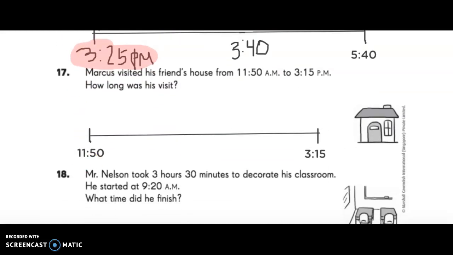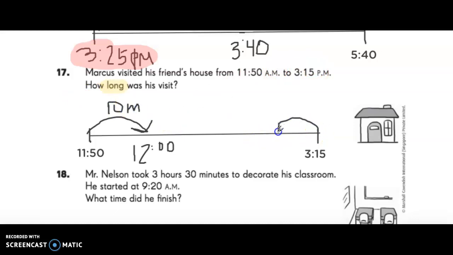Number 17. Marcus visited his friend's house from 11:50 to 3:15 p.m. How long was his visit? So for this one, they want to know how long was the visit. So they're not asking for a time here, they're asking for elapsed time. So this is where we are going to do the jumps to the next solid hour. So we're going to jump to 12 o'clock. And then if you notice, it went from AM to PM. So this is 10 minutes.